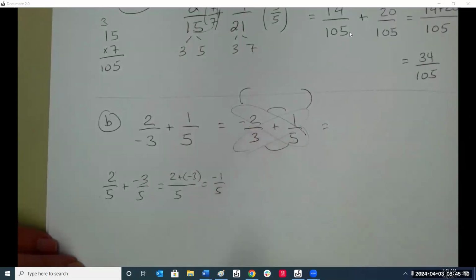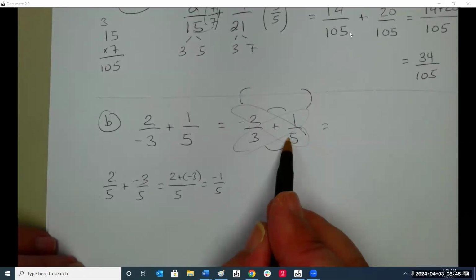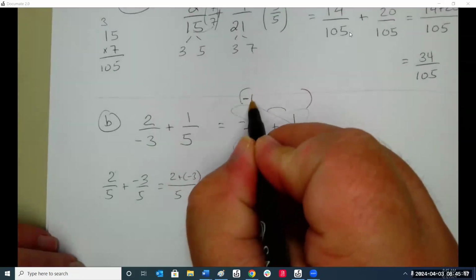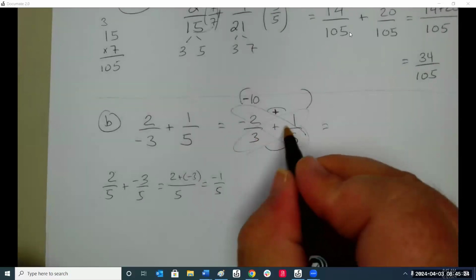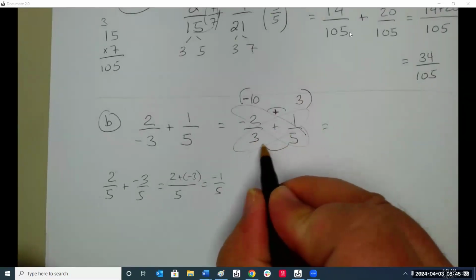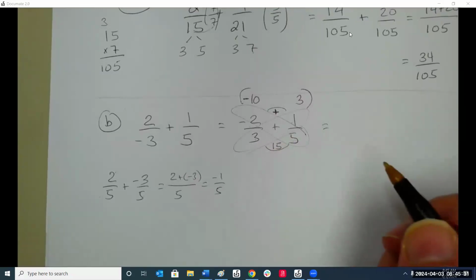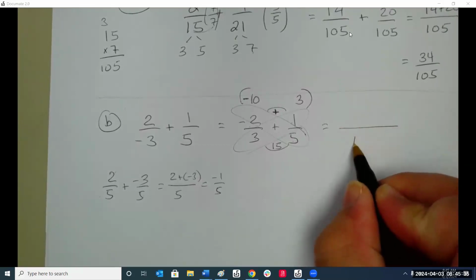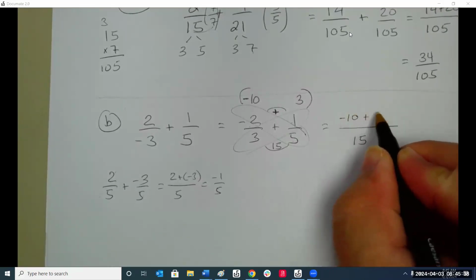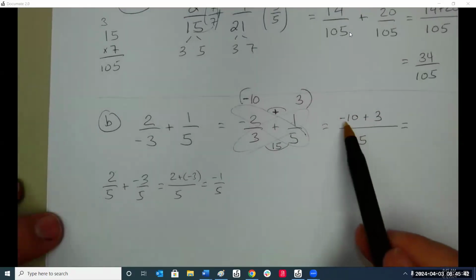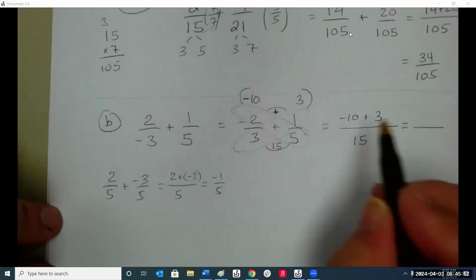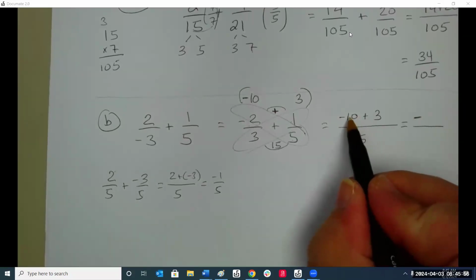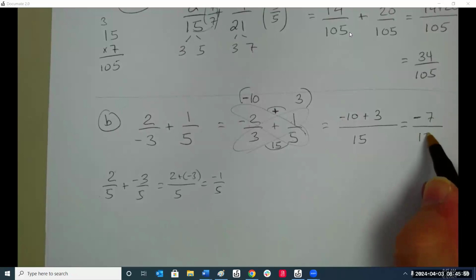Five times -2 is what? Yeah. So it's positive times negative is a negative. 2 times 5 is 10. So it's a -10. The operation is a plus. 3 times 1 is 3. On the bottom, 3 times 5 is 15. We have -10 plus 3. We have opposite signs. What's the rule of having opposite signs? Take the sign of the larger number, which is 10. So the answer is going to be negative. 10 minus 3 is 7 over 15.